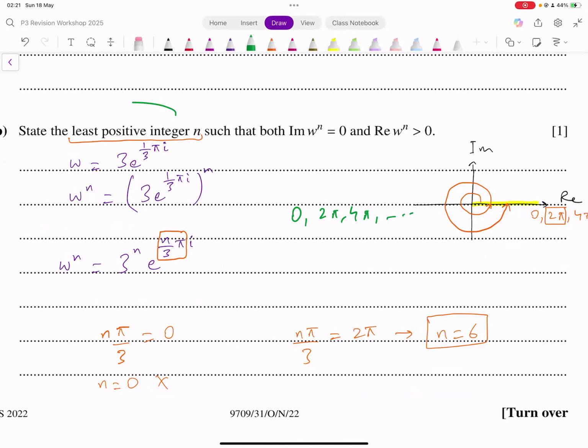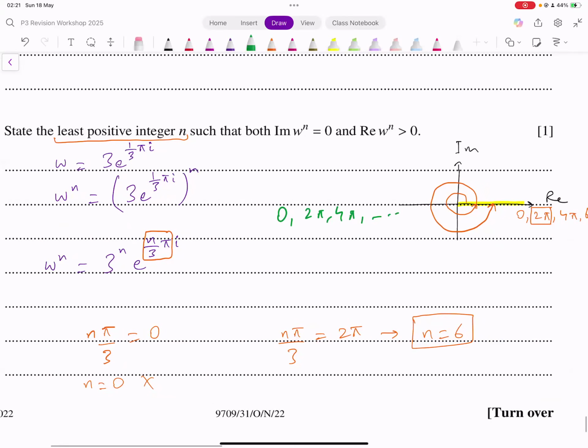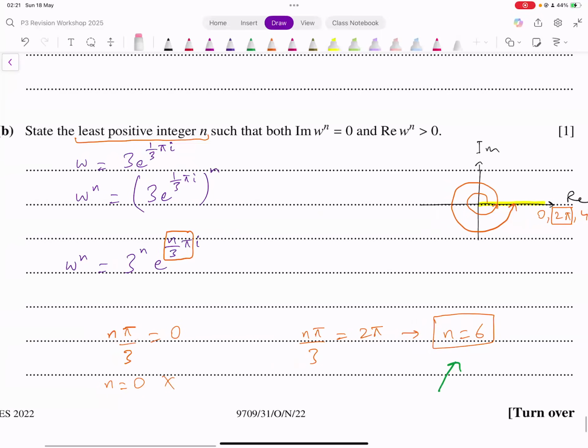They want the least positive integer value for n. You can try 0, you can put n pi over 3 equal to 0, that gives you n equal to 0. That's not what we want. What we want is the positive value. You put n pi over 3 equal to 2 pi, and that gives you n equals 6. That's the least positive value of n that we get, and that's the final solution. Okay.